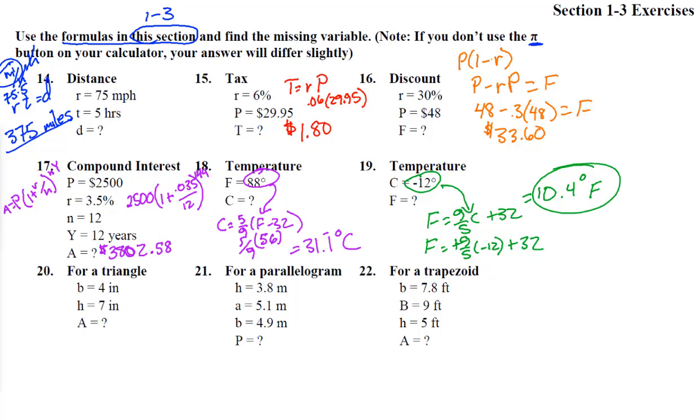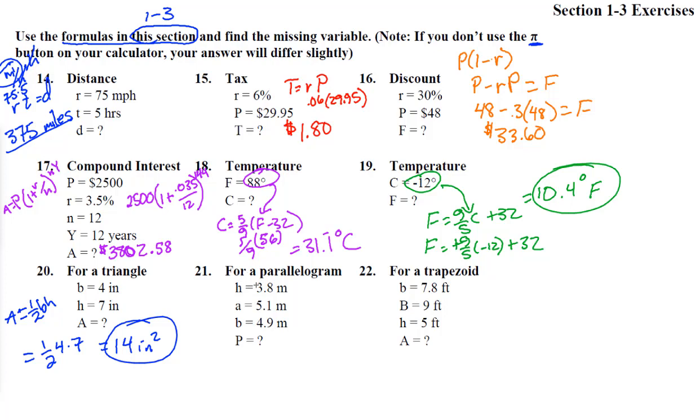Bingo. Number 20. Let me see, what are we looking for in a triangle? Area is what we're looking for. Area is 1/2 base times height. So we've got to take 1/2. The base is 4. The height is 7. So 1/2 times 4 is 2, times 7 is 14. Notice we're in area, so this is inches squared. 14 inches squared. Good.